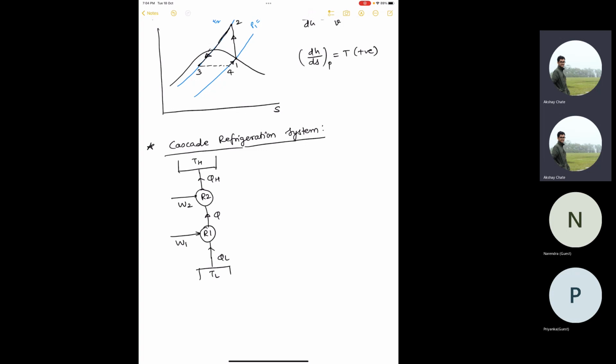This will have a coefficient of performance, COP1, this will have COP2, and the question is what is the COP overall. It is the same question which we asked for heat engines in the initial classes. There it was efficiency; now the same question is asked in terms of COP for a series of refrigerating systems. I hope everyone knows the definition of COP, which is desired effect upon work input. So for COP1, the desired effect is QL, and the work is W1. For COP2, the desired effect is Q divided by W2.